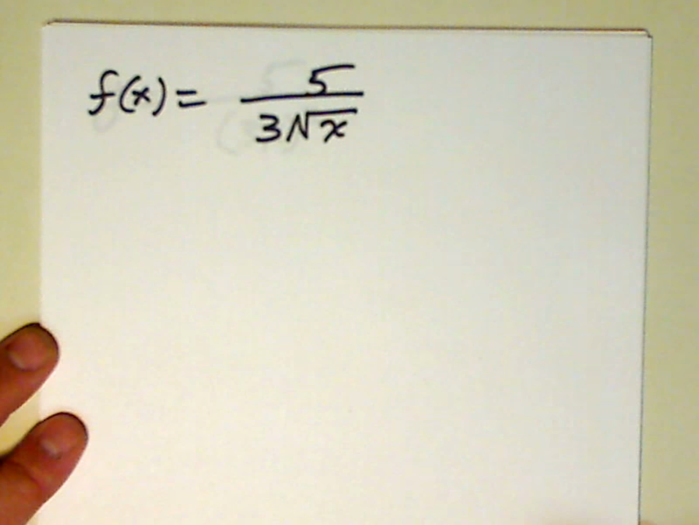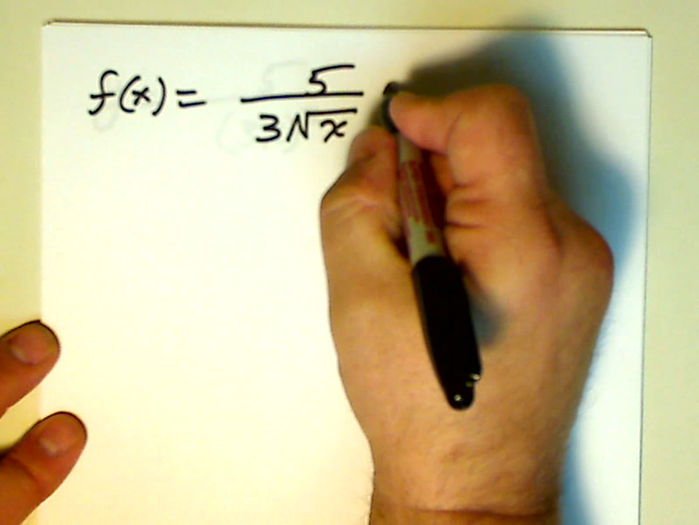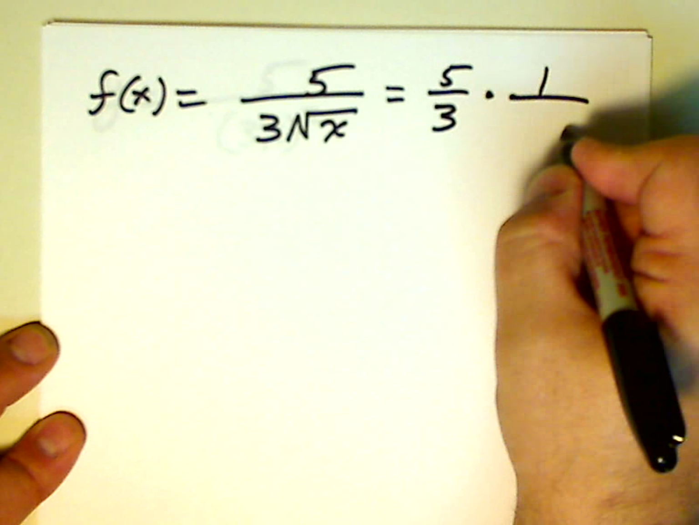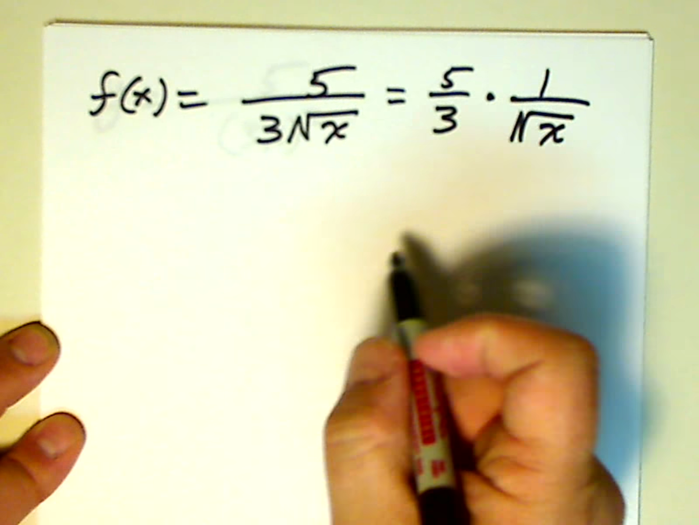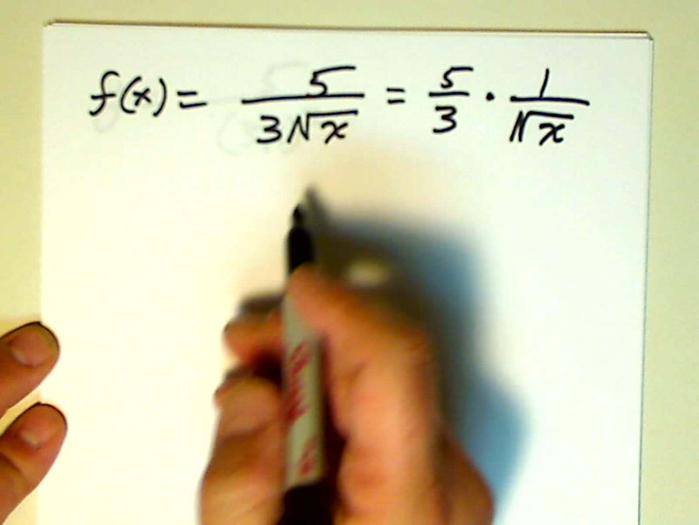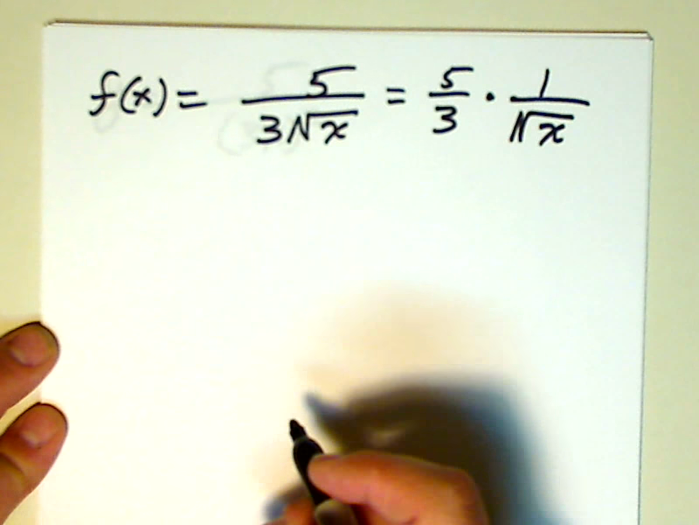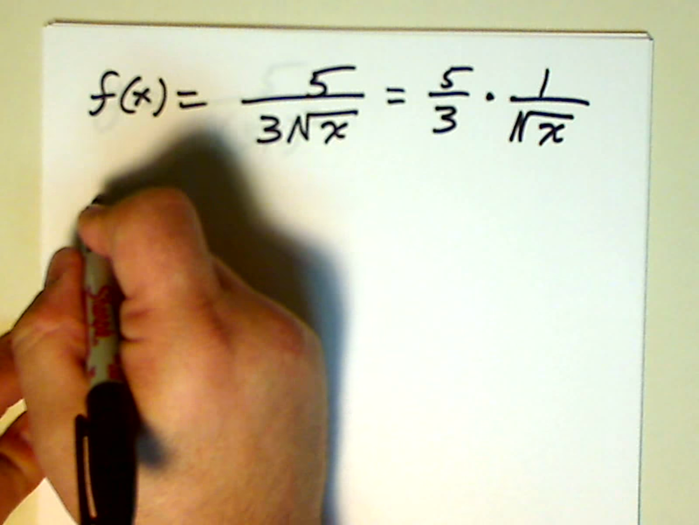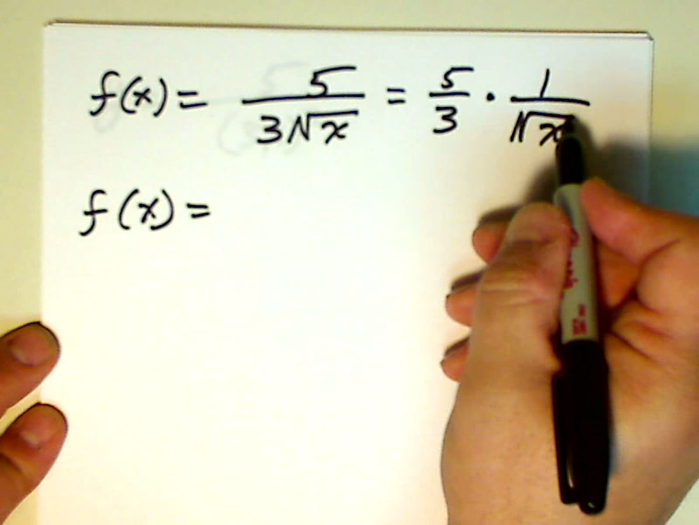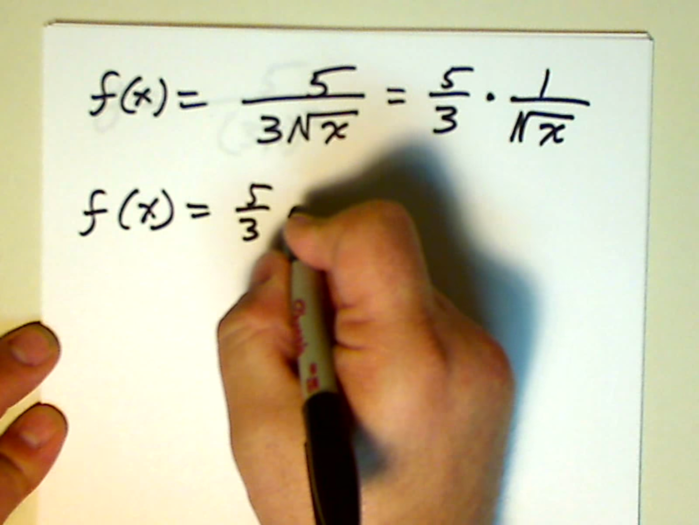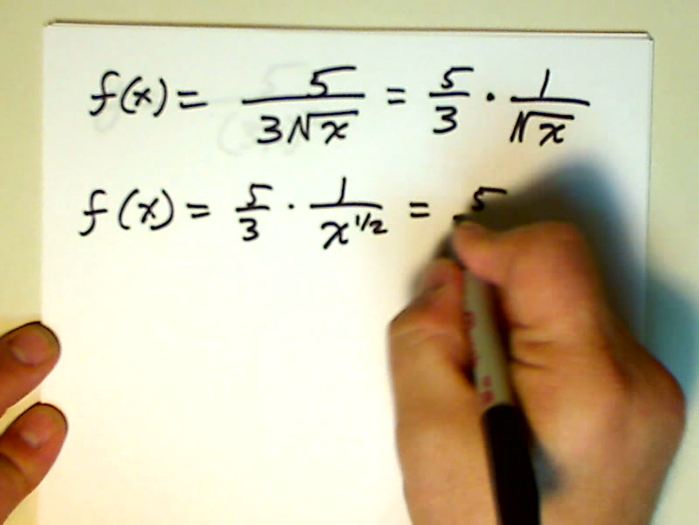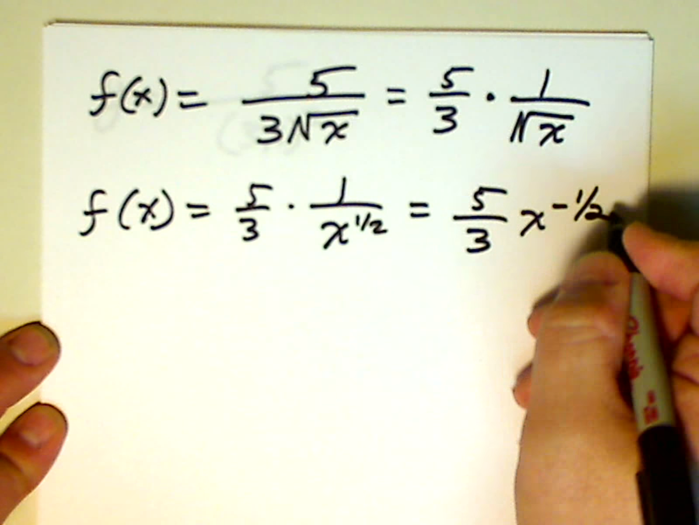f of x equals 5 over 3 times the square root of x. Well, we're going to pull out the 5/3. 5/3 times, and now that's 1 over the square root of x. Remember, if we multiply this through, 5 times 1 is 5, and 3 times the square root of x is 3 root x. So this is how we pull out the fraction, and how we start to rewrite these things. f of x is equal to, we can rewrite square root of x as x to the 1/2, 5/3 times 1 over x to the 1/2, and that can be rewritten as 5/3 x to the negative 1/2.